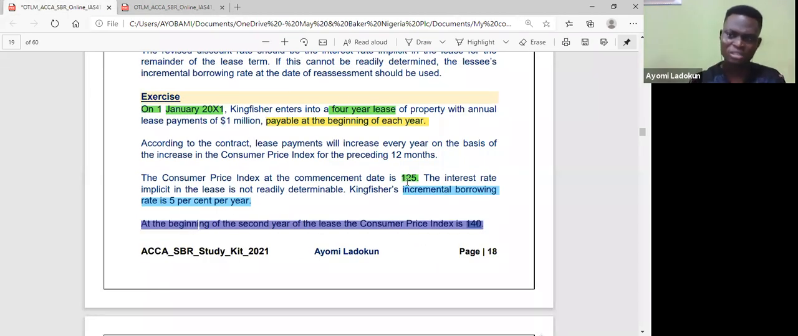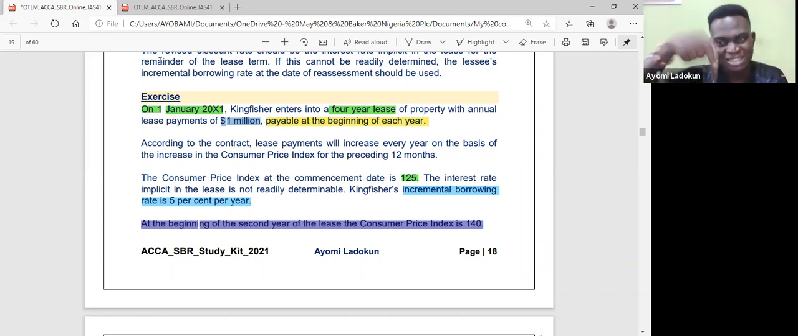Okay, it's very simple. I'll just say new year over base year. So what's my new year? 140 over base year, 125. How much am I paying? 1 million. I multiply by 1 million. Okay, so let me do that on my calculator. 140 divided by 125 times 1 million. It will give me 1.12. That is the new cash flows that I'm paying.